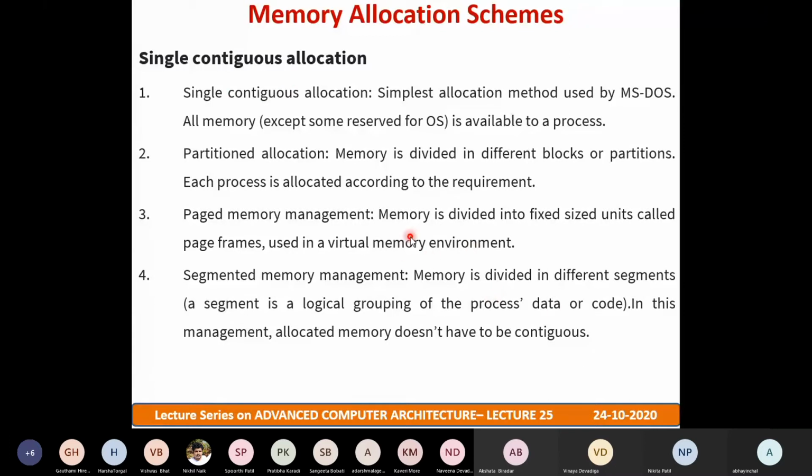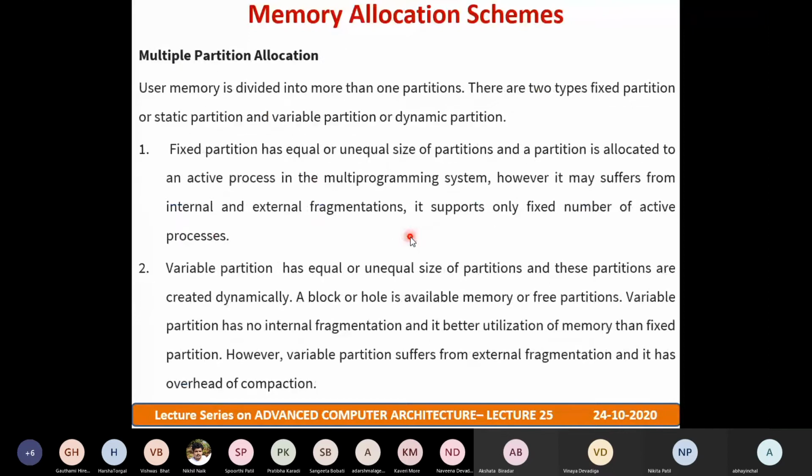Then single contiguous allocation is the simplest allocation method, used by MS-DOS. All memory is available to a process. Whereas in partitioned allocation, memory is divided into different blocks or partitions, and depending on each process's requirement, that much is allocated. Whereas in paged memory management, or non-contiguous allocation, memory is divided into fixed size units called page frames and is used in a virtual memory environment. Whereas in segmented memory management, memory is divided into different segments. A segment is a logical grouping of the process's data or code. In this management, allocated memory doesn't have to be contiguous.